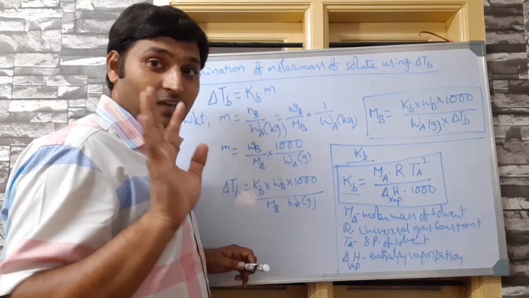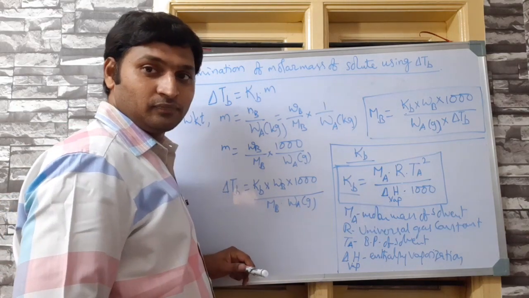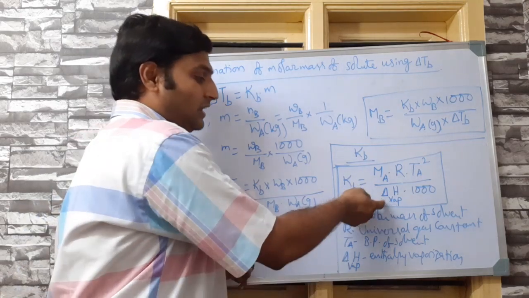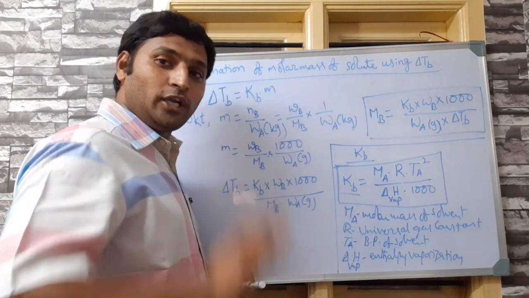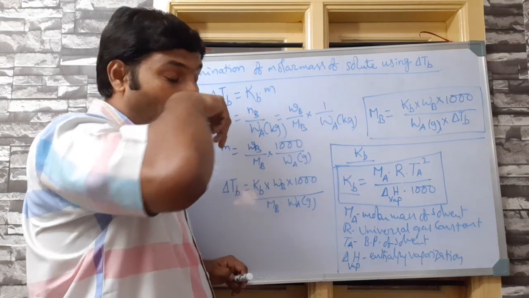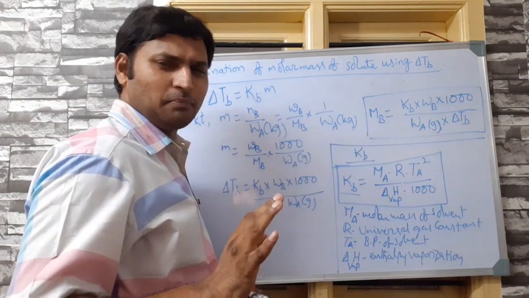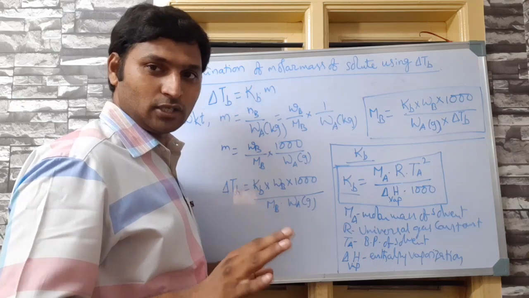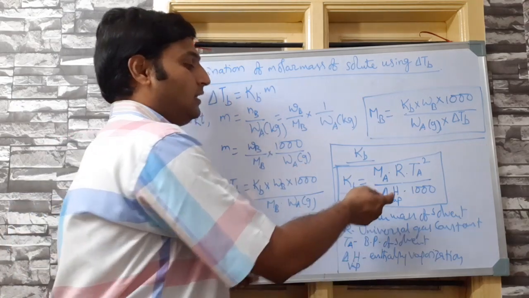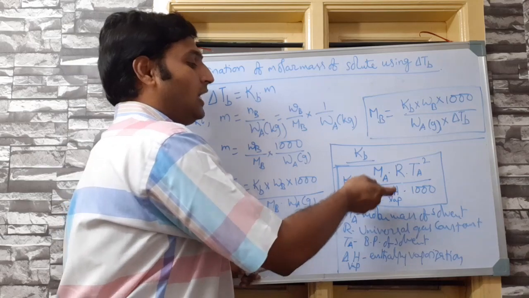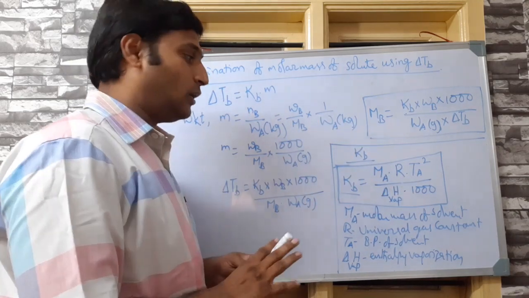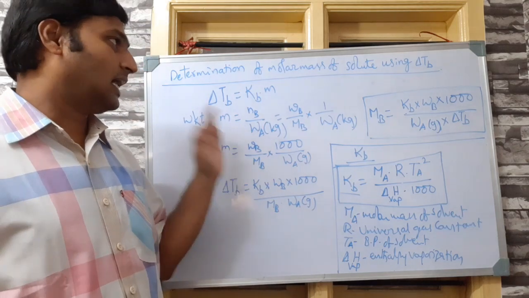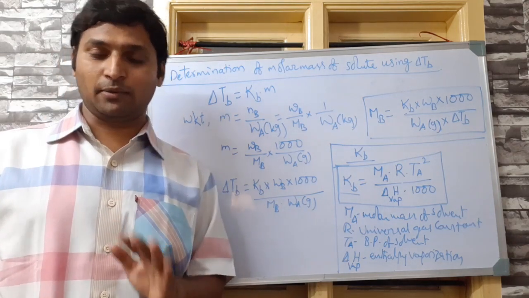By the way, if it is given in calories, R value should be taken 2. If it is given in kilocalories, R value should be taken 2 into 10 power minus 3. So, whether it is calories or joules, that is important. 10 power minus 3 or 1000 you will manage. Kilo you will manage, that's not an issue for me. So, I repeat, joules 8.314, calories 2. This is how you decide the R values. Is that clear? That is about elevation in boiling point.